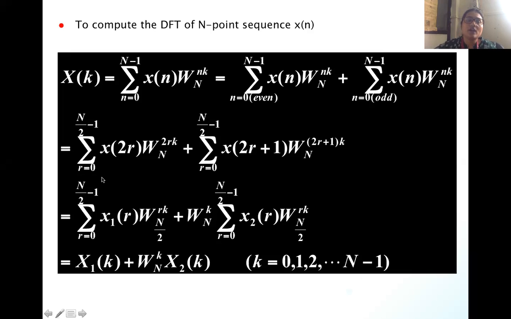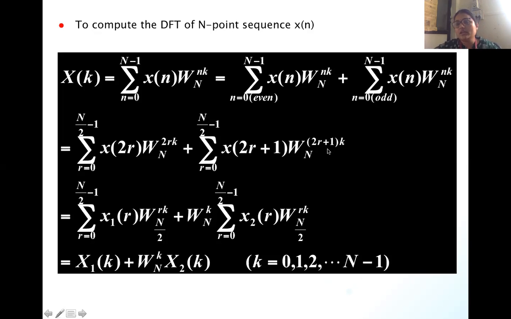So summation r varies from 0 to N by 2 minus 1, x of 2r, W raised to this n is now replaced by 2r. So 2r k suffix capital N. This n is replaced by 2r, whereas this n is going to be replaced by 2r plus 1. So here it is written summation r varies from 0 to N by 2 minus 1, x of 2r plus 1. These are representing odd values.